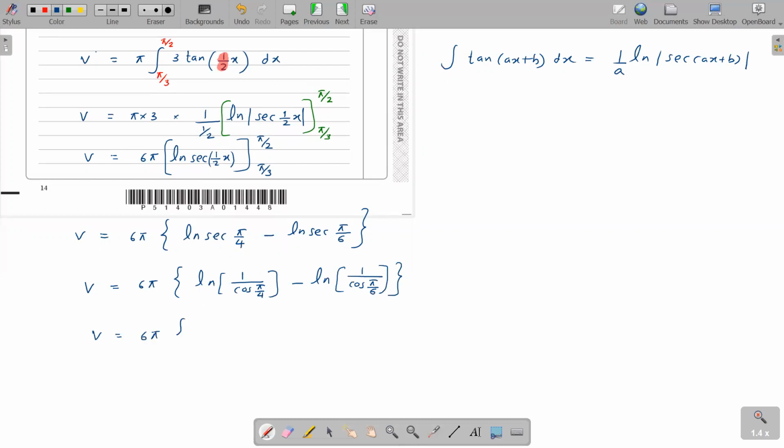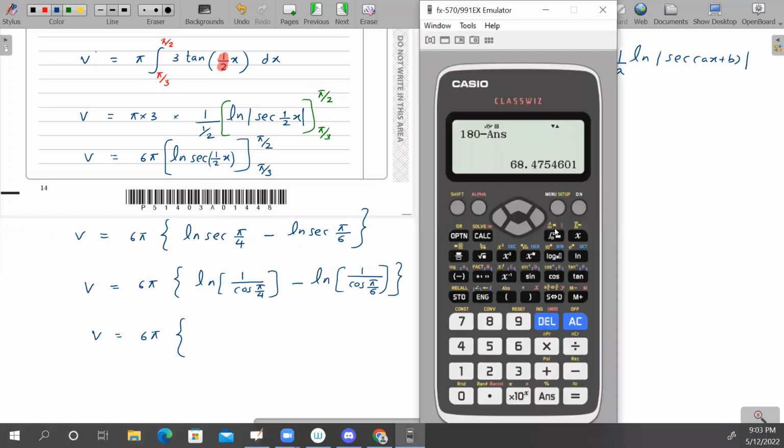Okay, so how does this work? 1 over cos pi by 4, can you type in the cal? The cal should be in radian mode. With the calculator in radian mode, you can type 1 over cos pi by 4. And I get root 2. So 1 over cos pi by 4, the direct answer is root 2.